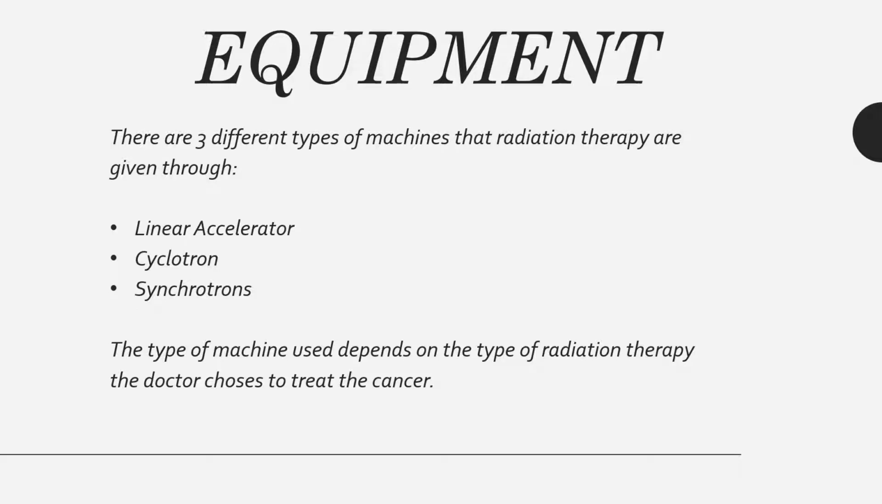There are three different types of machines that radiation therapy is given through. There's the linear accelerator, cyclotron, and synchrotron. The type of machine used depends on the type of radiation therapy the doctor chooses to treat the cancer.